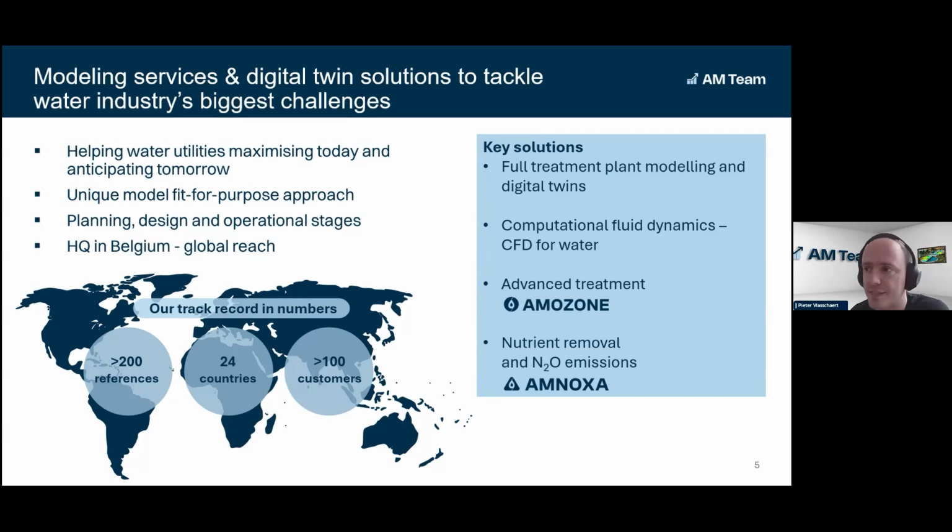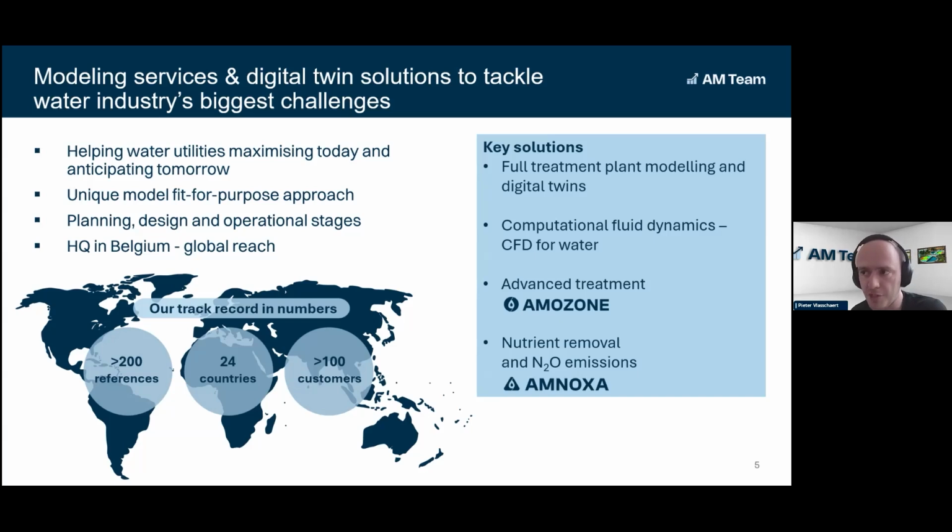Tailored to the needs of our customers. And typically we apply those models in planning stages to help making decisions in the early stage of a project. For example, should I go for ozone or another technology to remove micropollutants? But also in the design phase to help optimizing the design and de-risk the design. And in operational stages to help the operators, the process engineers to have an efficient process.